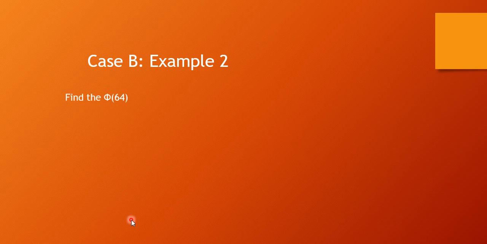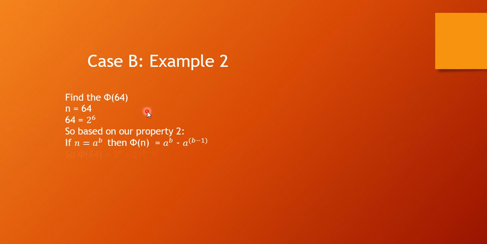Let's do one more example. Find the totient of 64. So n equals 64 in this case, and 64 equals 2 to the power of 6. Based on property 2, totient of 64 equals 2 to the power of 6 minus 2 to the power of 6 minus 1. 2 to the power of 6 equals 64, and 2 to the power of 6 minus 1 equals 32. So 64 minus 32 equals 32. That's it. It's very simple and straightforward. The tricky part is here: you have to come up with that, and if you did, you're done.